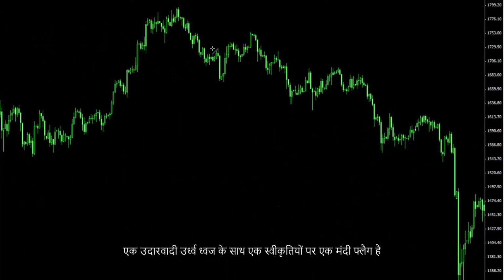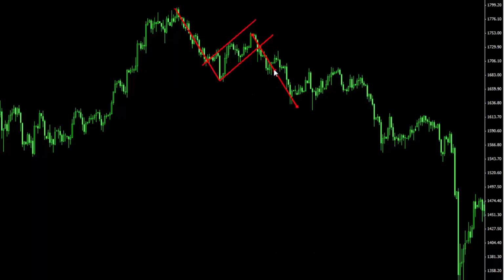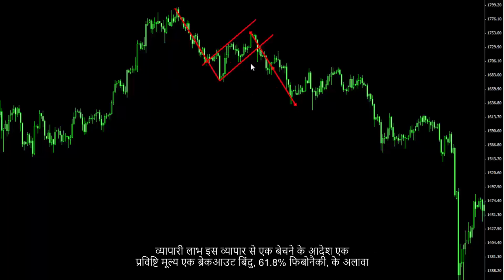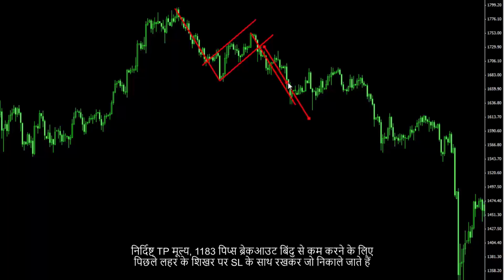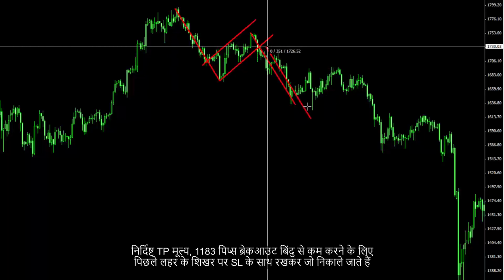Some examples would clarify how to exploit this pattern in trades. There is a bearish flag on a downtrend with a moderate upward flag. TP can be specified by using the trend line, which is drawn on H, and by relocating the given trend line to the peak of the last wave or a breakout point. A trader could derive profit from this trade by placing a sell order with an entry price at the breakout point, SL over the peak of the last wave to 61.8% of Fibonacci, in addition to a specified TP price 1,183 pips lower than the breakout point.